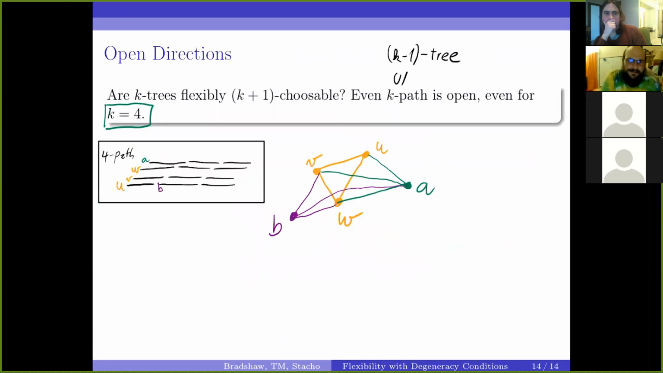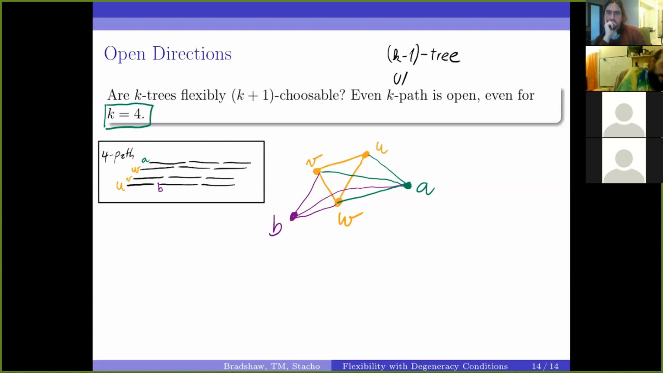So let's have a look at open directions. It is open whether K3s are flexibly K+1 choosable. I would say that they should be, but we tried to prove it and we haven't managed. Even for K-path, it's open. And even for K-path of size 4.